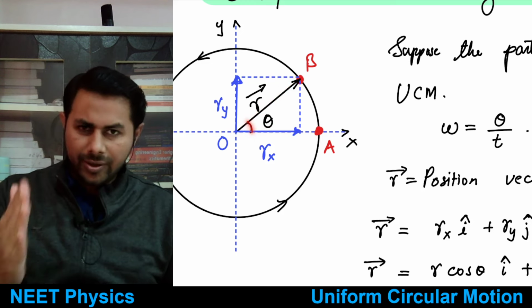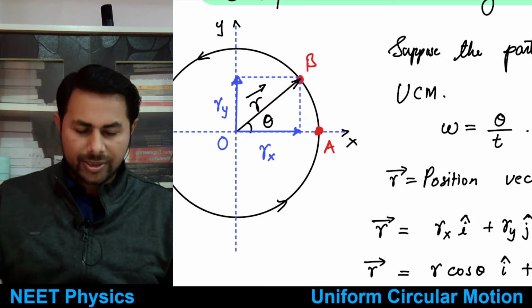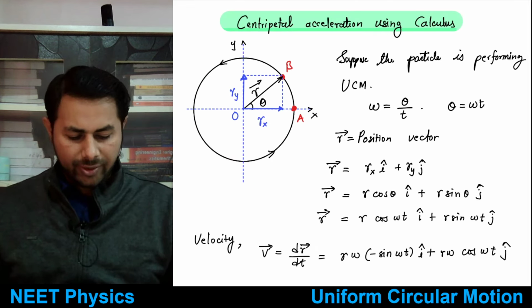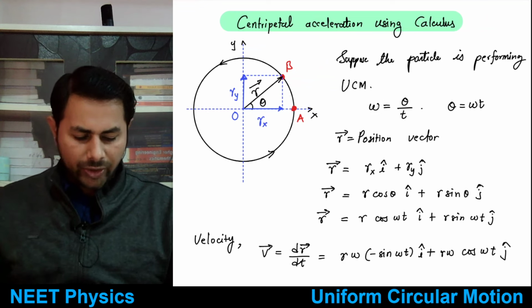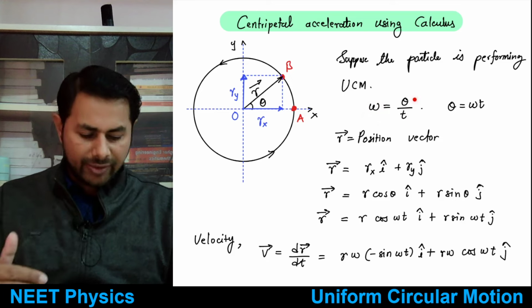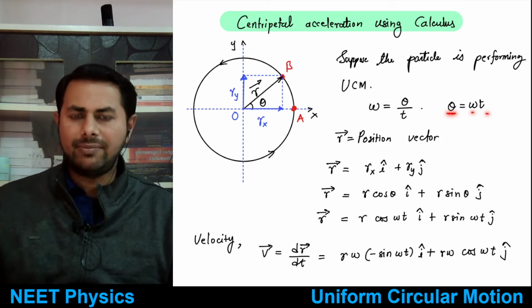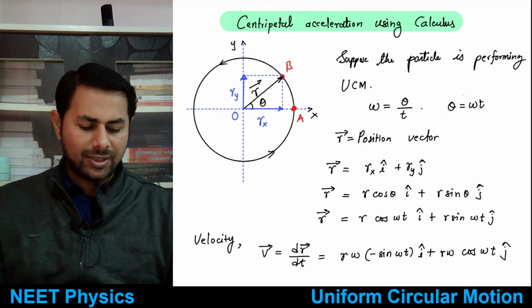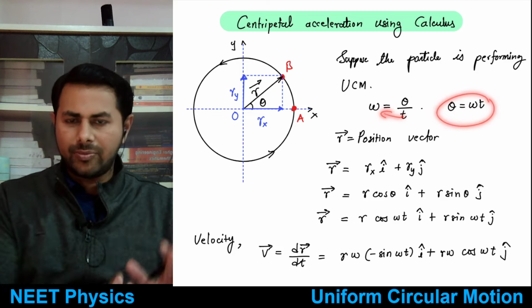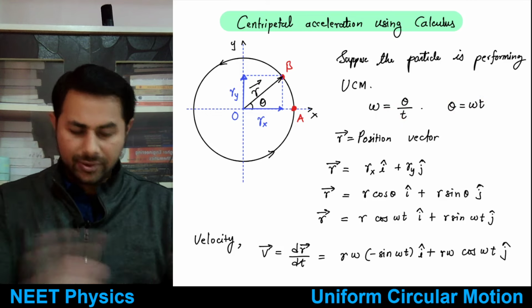So while moving, there is some angular displacement. Suppose the angular displacement is theta. Okay, so we know what angular velocity is. Angular velocity omega is theta divided by t, and therefore theta will be equal to what? Omega times t, right? Just take the t on the other side. So you get theta equals omega times t.